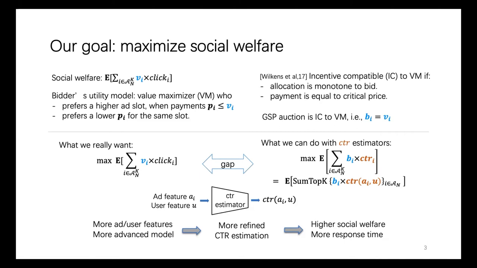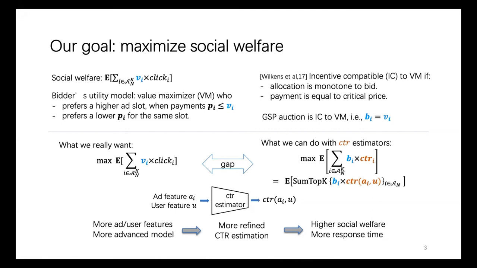According to the result from Wilkens in 2017, an auction is incentive compatible to value maximizer if the allocation rule is monotone to bid and the payment is equal to the critical price, which means the lowest bid to win the same allocation. We can see that the GSP auction is incentive compatible to value maximizer. Therefore, we can regard the bid as the valuation.